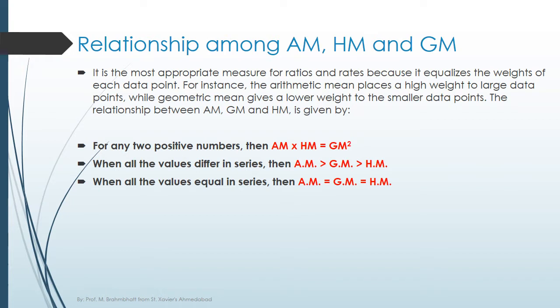Although AM is defined for all values, namely positive, negative or 0, GM is defined for positive values only and HM is defined for non-zero values.